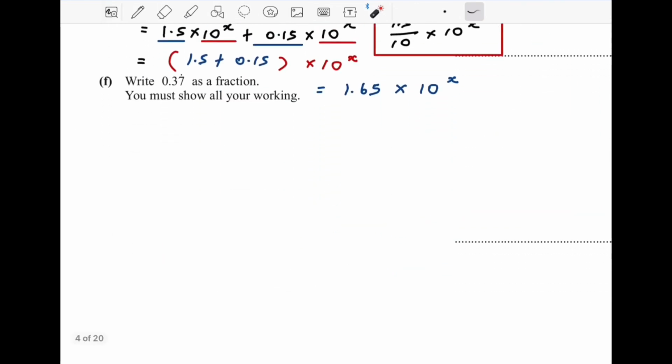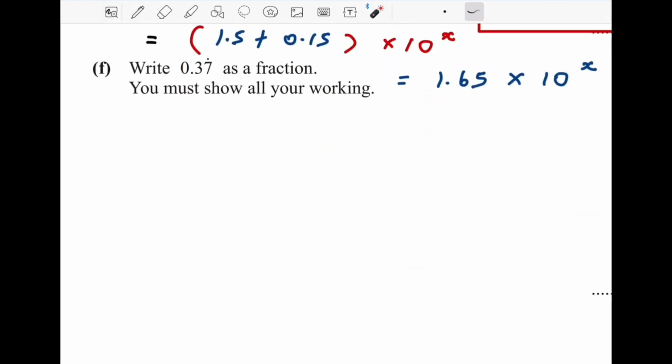Okay, next one, 0.37 recurring decimal. You have to understand there's only one dot, meaning digit 3 is not repeated.